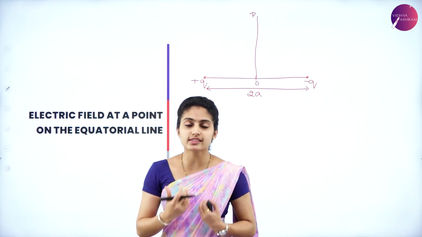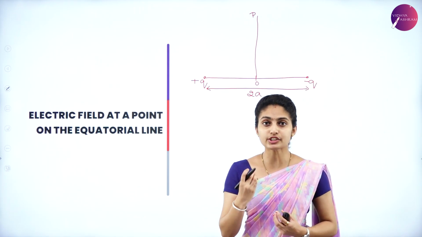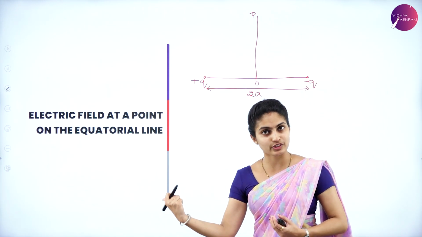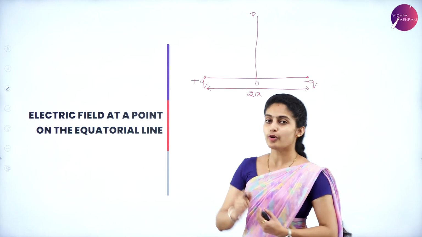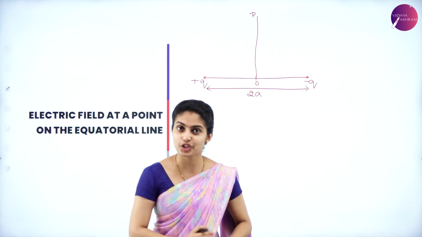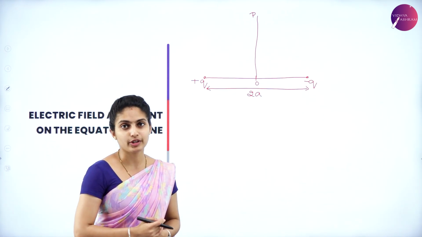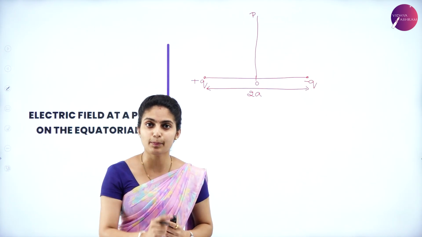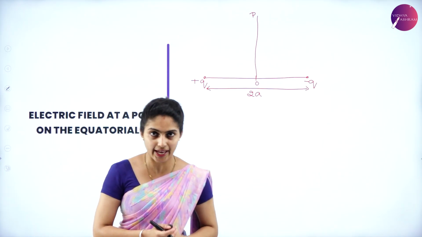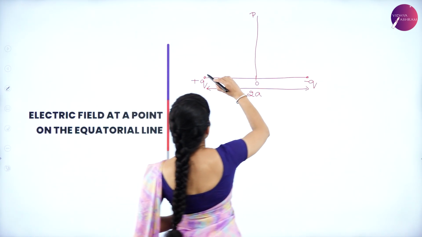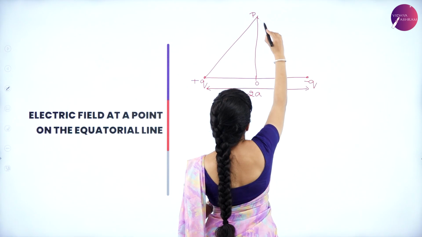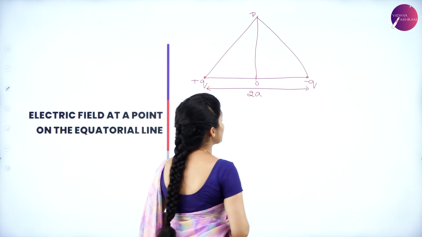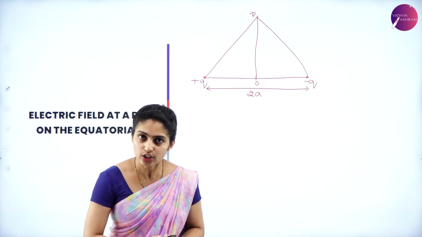So, now what is our work? Our work is to find out the effect of positive charge plus Q on point P, or else a negative charge minus Q on point P. The electric field of those two charges at a single point, that is P, we'll have to calculate. So for that, let us just connect these 2 points with point P. So we have a triangle over here.